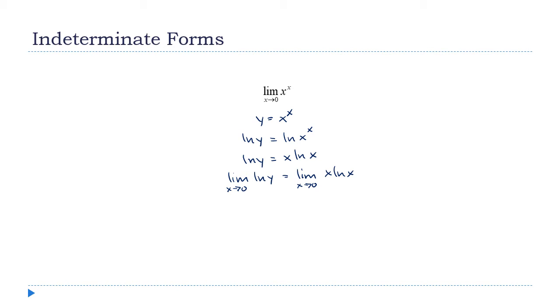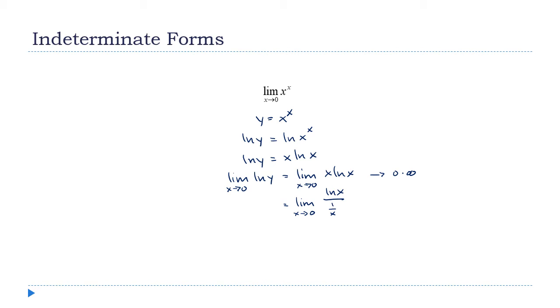Okay, now if you try putting 0 into that right-hand side, what do you get? Well, this becomes 0 times infinity, which technically isn't an indeterminate form. But look, here's what I'm going to do. I'm going to rewrite this. I'm going to make this the limit as x approaches 0 of the log of x over 1 over x.